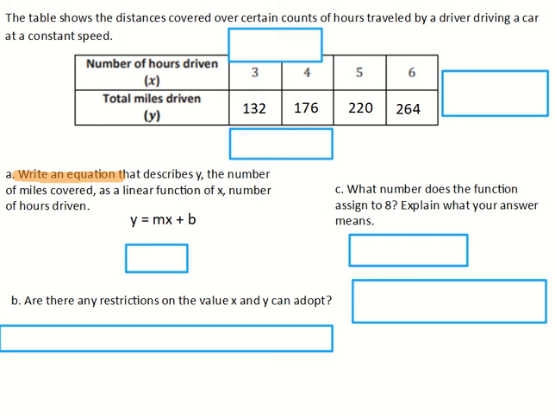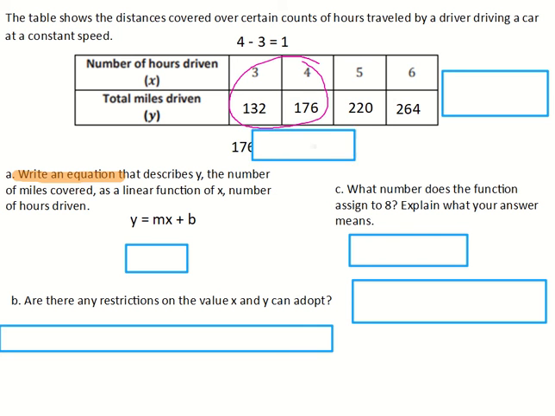There are different ways to do it. We're going to use a method where we use 2 points on our chart. I'm going to use the first 2 points. And I'm going to find the change in x. The change in x is 4 minus 3, which is 1. And then the change in y, I'm going to subtract those y values, 176 minus 132, and I get 44.